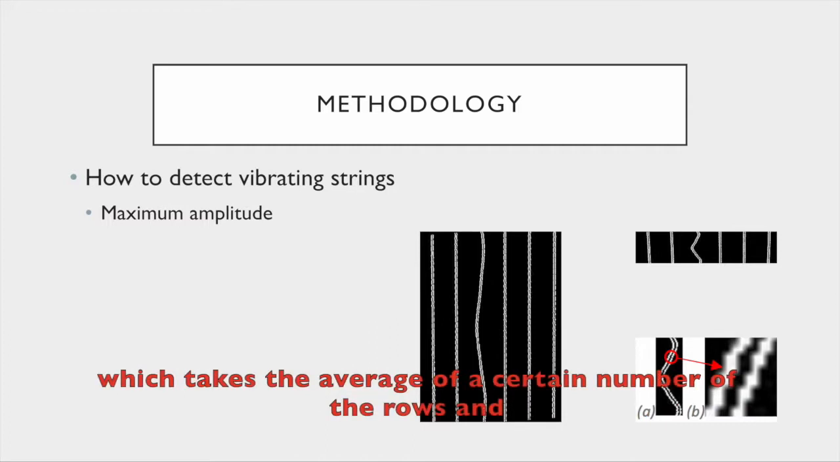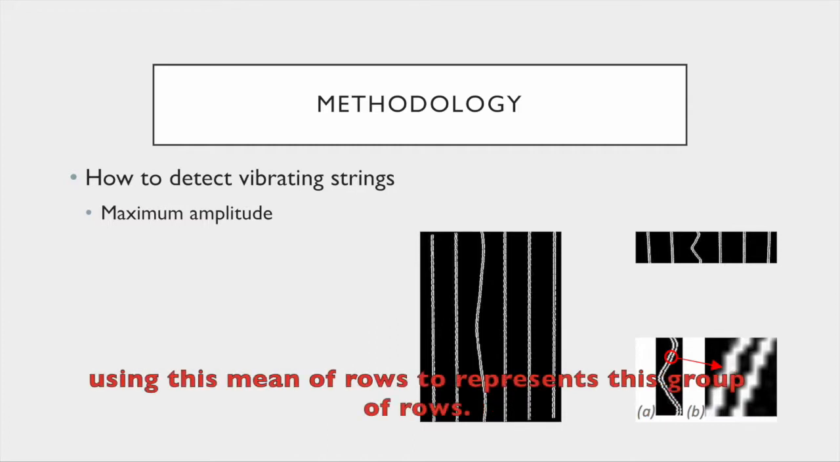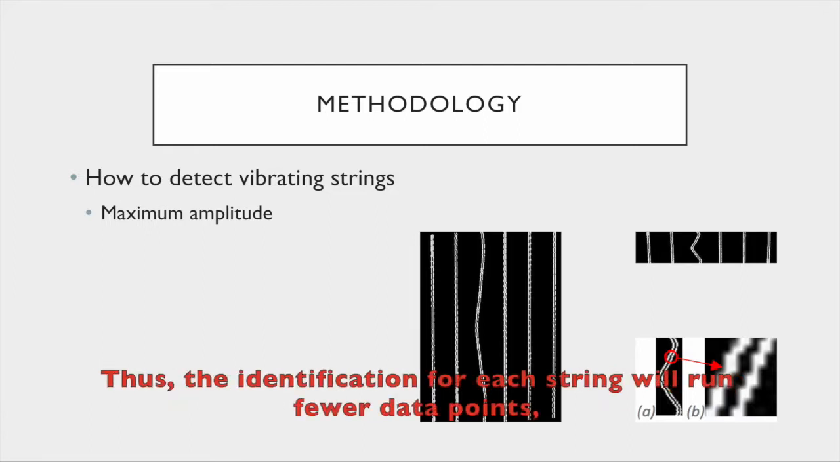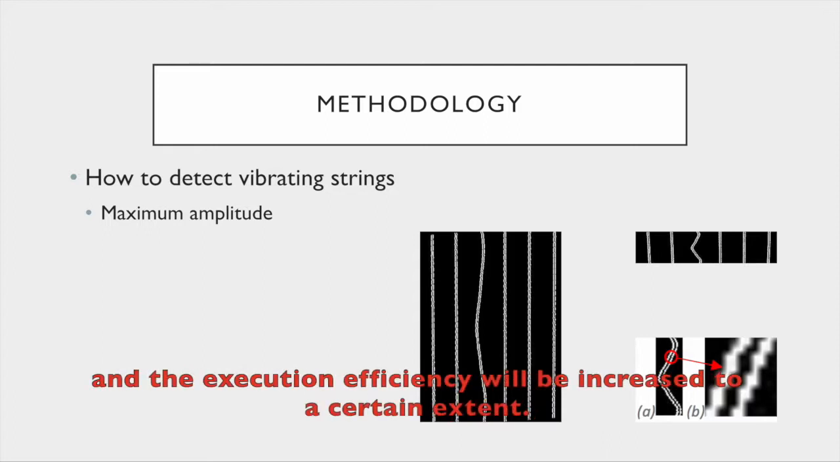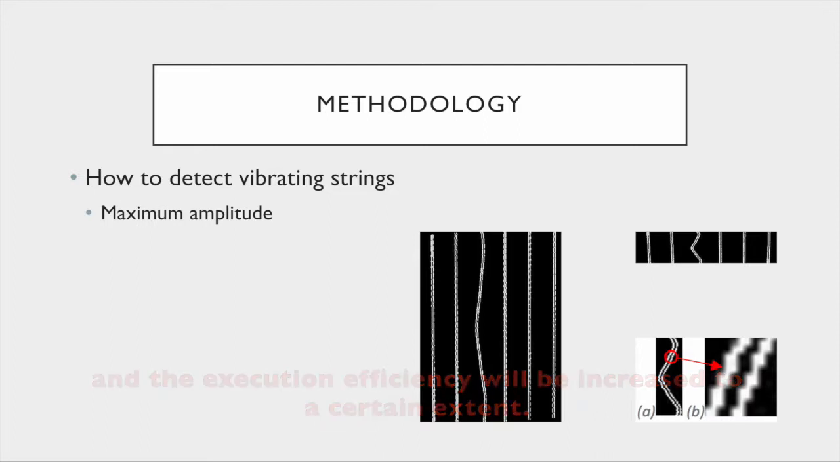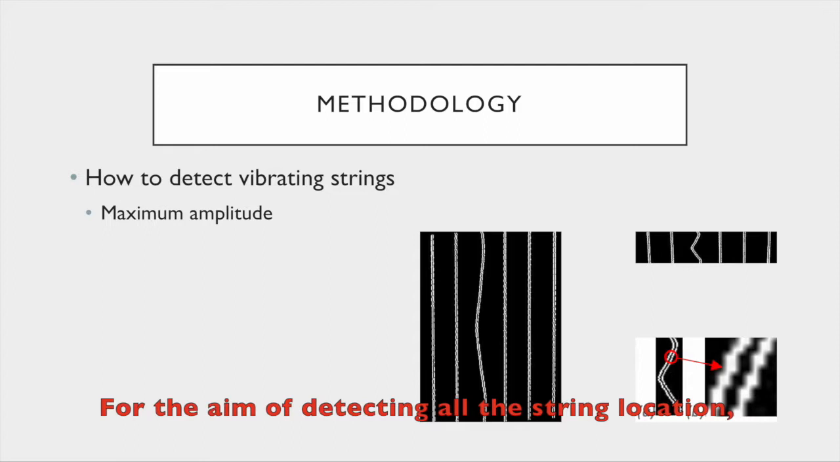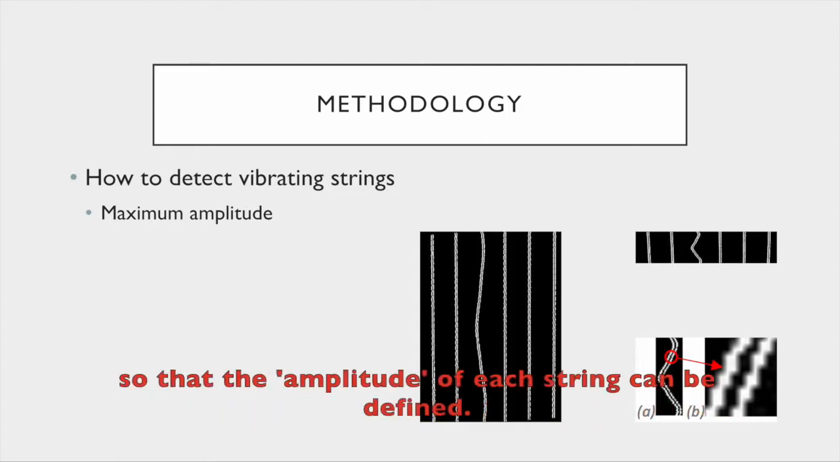The cropped images are compressed with sampling weights along the direction of the strings, which takes the average of a certain number of rows and uses this mean to represent that group of rows. Thus, the identification of each string will have fewer data points, and the execution efficiency will be increased to a certain extent. For the aim of detecting all the string locations, a loop statement is used to go through all the rows so that the amplitudes of each string can be defined.